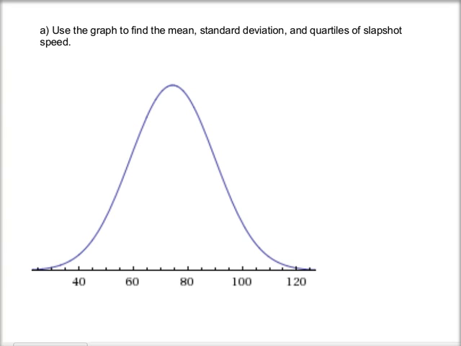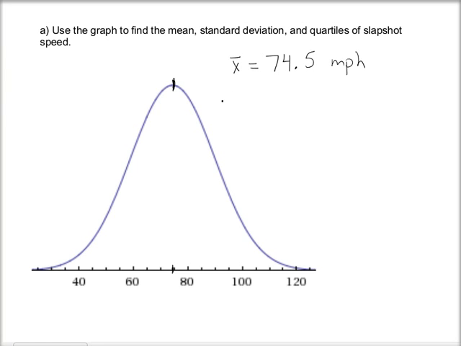First, to find the mean is where the peak of our curve is, so that's going to be about here, and if I go down, looks like that's about there on my axis, so my mean, x bar, is about 74.5 miles per hour. It's just a little bit less than 75 there.